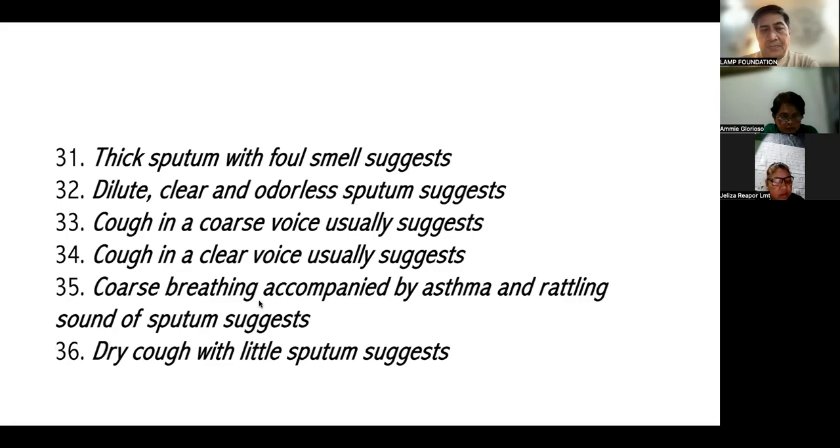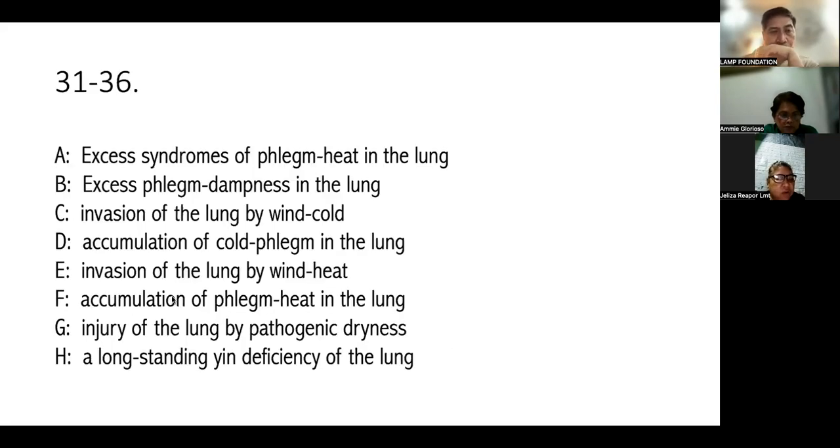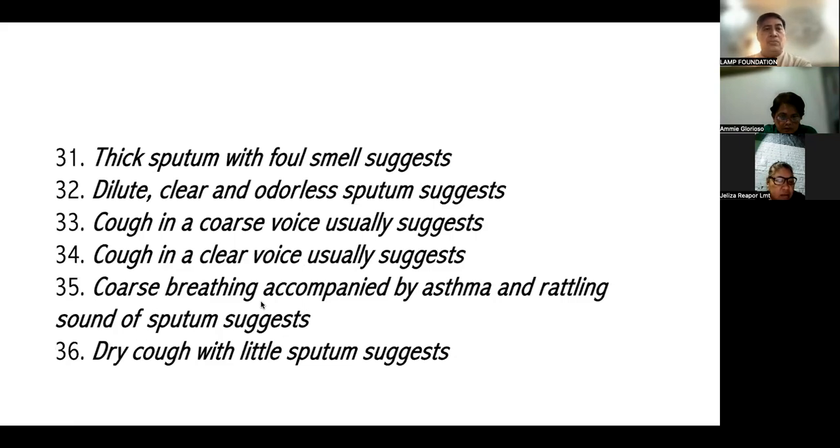Number 31, sputum with foul smell suggests... Okay, what's the answer here? Letter F, accumulation of phlegm heat in the lungs. Meron po siyang smell kasi kaya meron po siyang phlegm heat. Yung foul smell, yung heat. Katulad din yan ng damp heat, di ba? Pag may damp heat ka in the large intestine, pag dumumi ka, medyo may amoy. Okay? So pag may heat, mabaho yan. Okay. What about number 32?